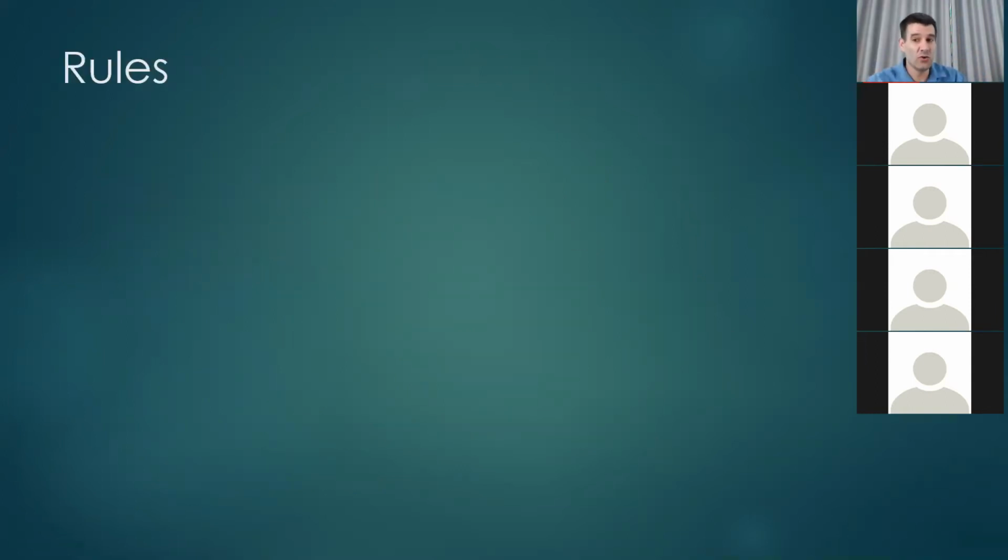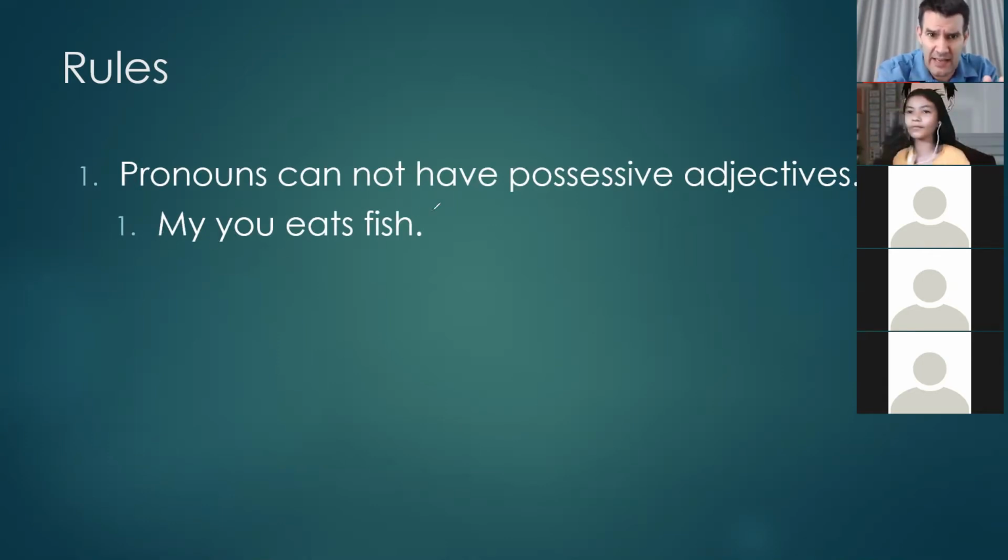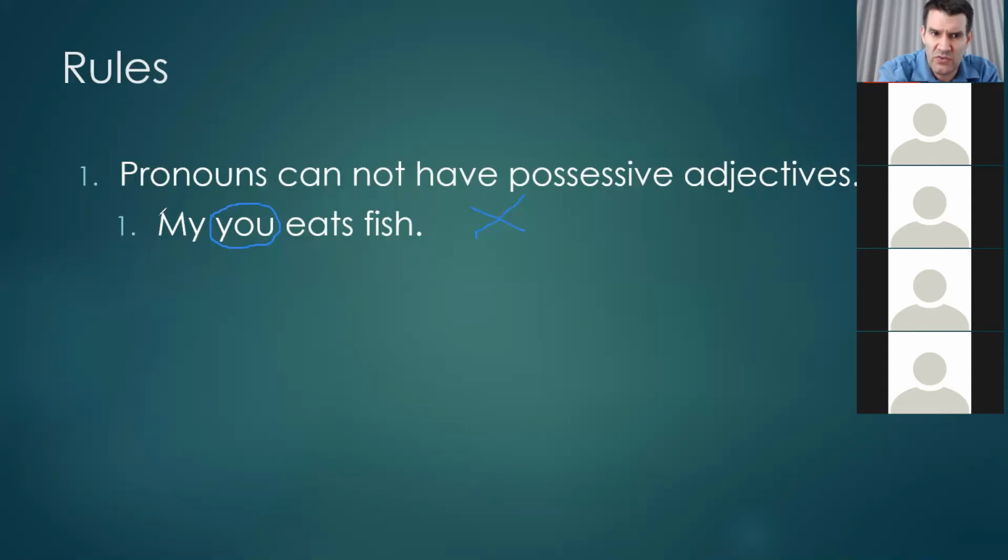But there are some rules. Now, I think two of these rules are easy, but one maybe not that easy. So a pronoun cannot have possessive adjectives. So if the noun is a pronoun, I, you, we, they, he, she, it, then you cannot have a possessive adjective. It's not correct. You cannot say, my you eats fish. You is a pronoun, so you cannot say a possessive adjective.